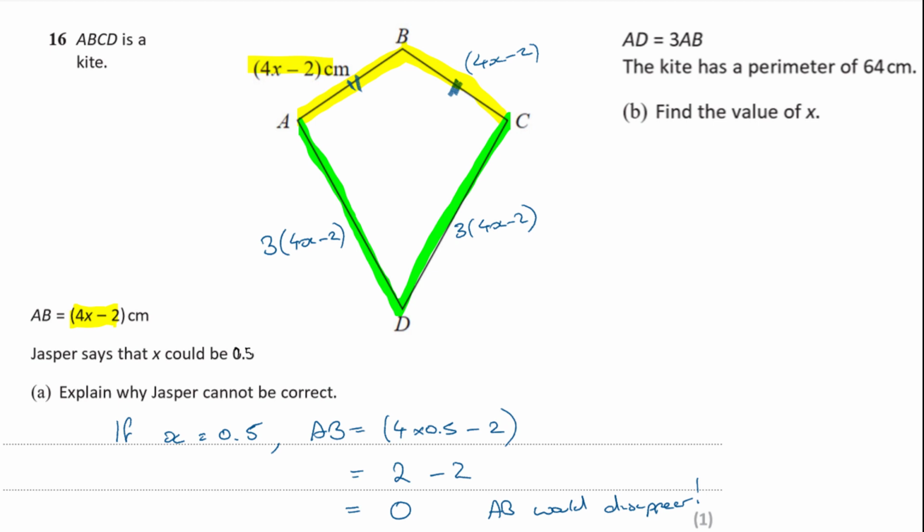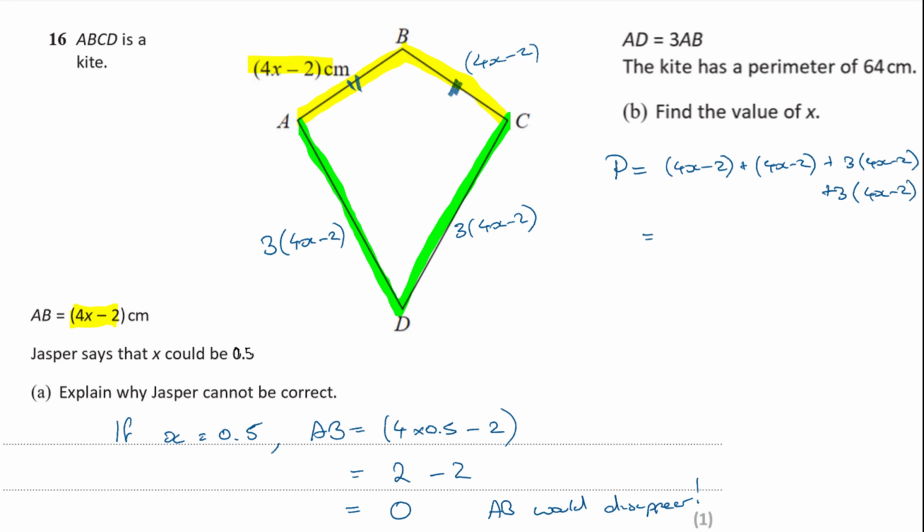So then if I was going to work out the perimeter of this shape, I'd need to add all of those sides together. Okay, so starting at the top of my shape and going round, I'm going to get 4x minus 2 for AB. BC is going to be 4x minus 2 as well. And then I'm going to get CD, which is 3 lots of 4x minus 2. And then I'm going to get AD, which is also 3 lots of 4x minus 2.